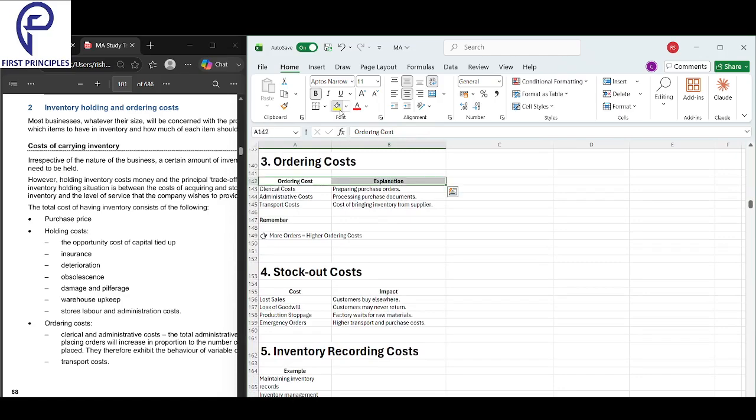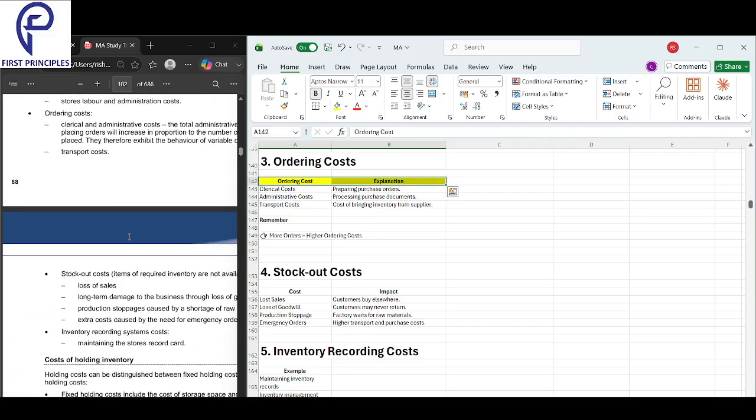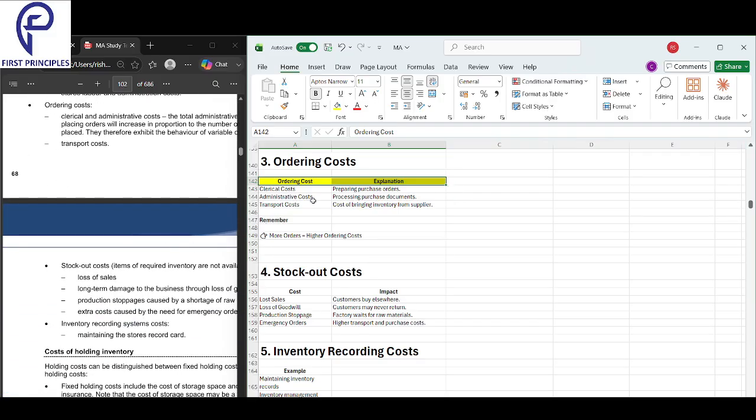What happens in ordering cost? When we talk about ordering cost, what comes under ordering cost? Ordering cost is basically firstly preparing the purchase order. For that, if you have some team you have to pay their salaries. Then processing the purchasing documents.